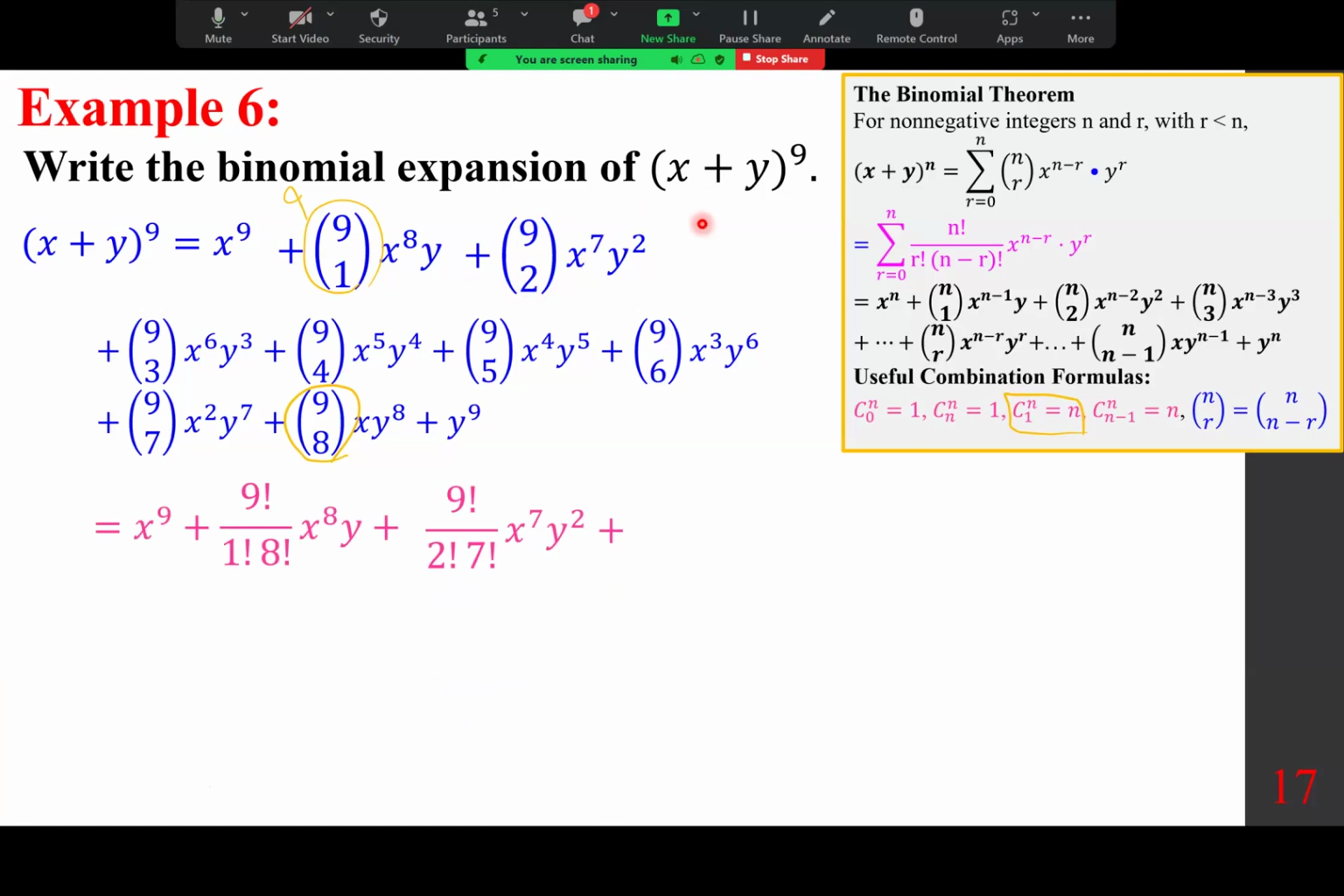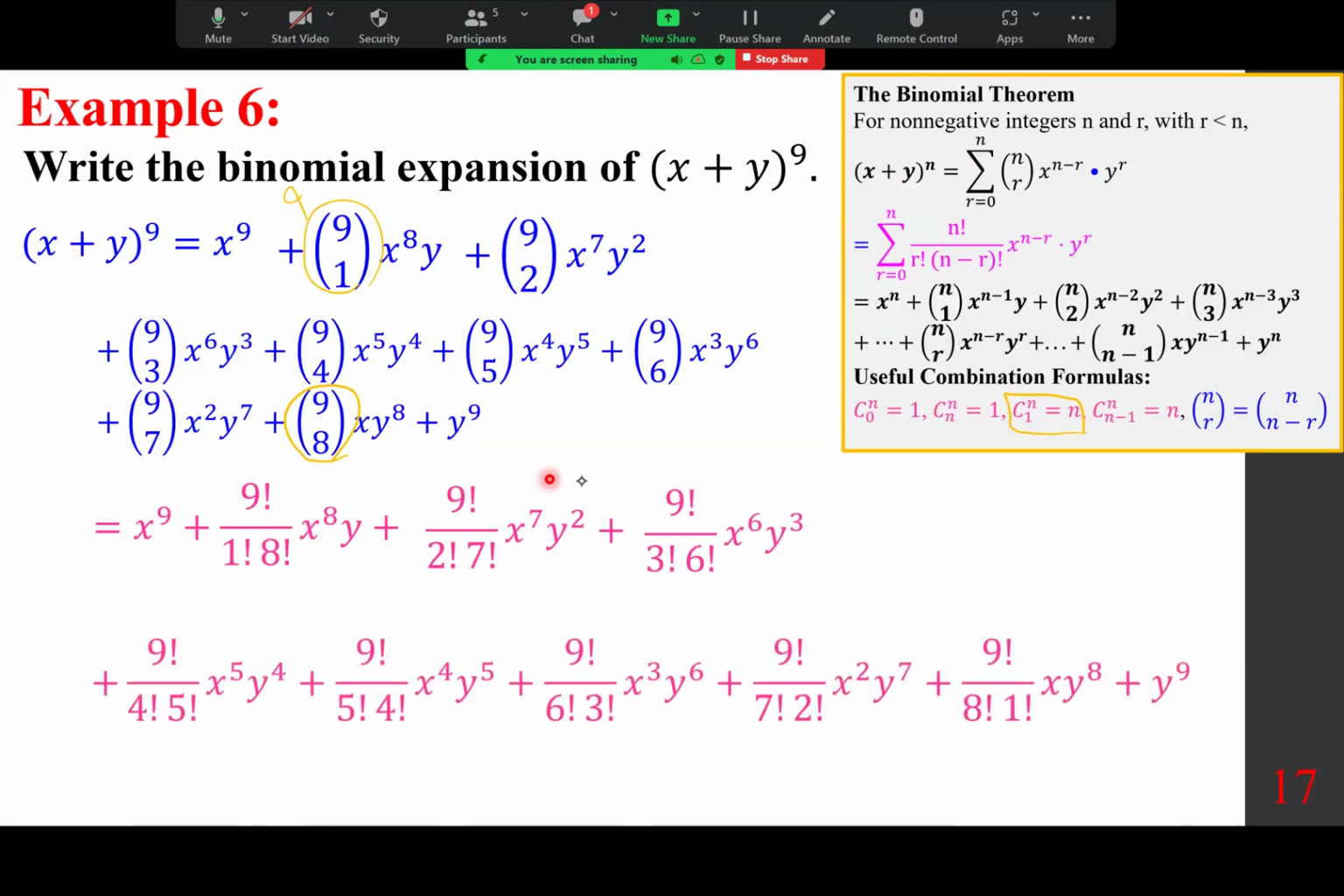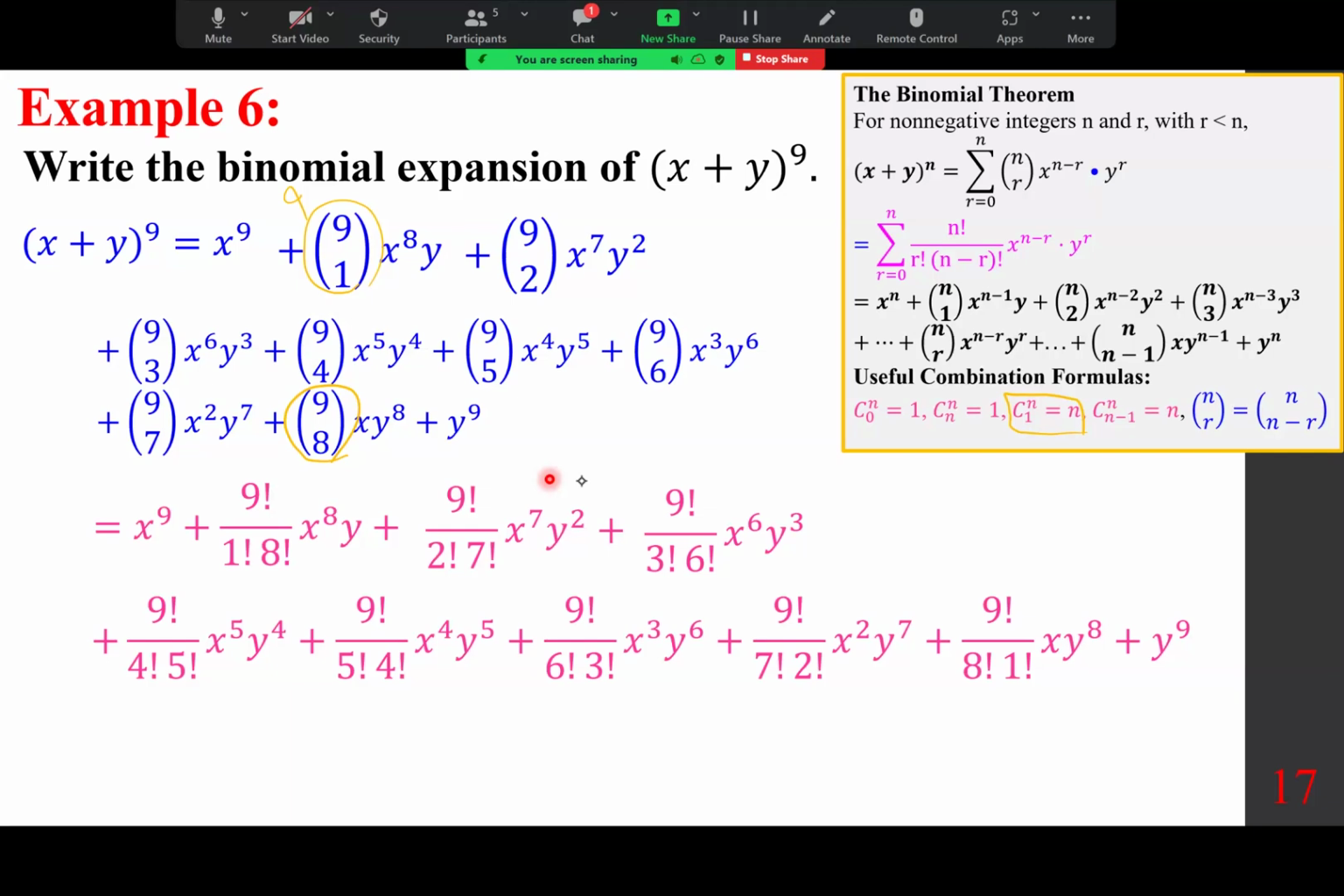Let's do one more. Let's write this one individually. 9 factorial over 3 factorial times 6 factorial, x to the power of 6, y cubed. In the same manner, the rest of them repeat. Now, we should know this is 9, as I mentioned it, and therefore this is 9. But just for the sake of argument, if you look at this one, everybody, and look at this one, I hope you see that they are identical.